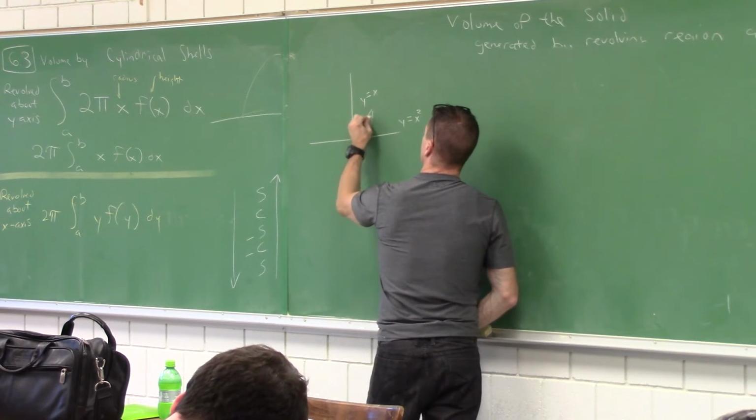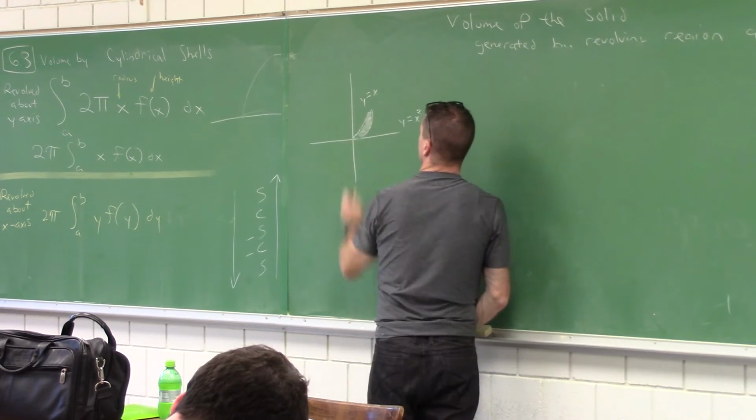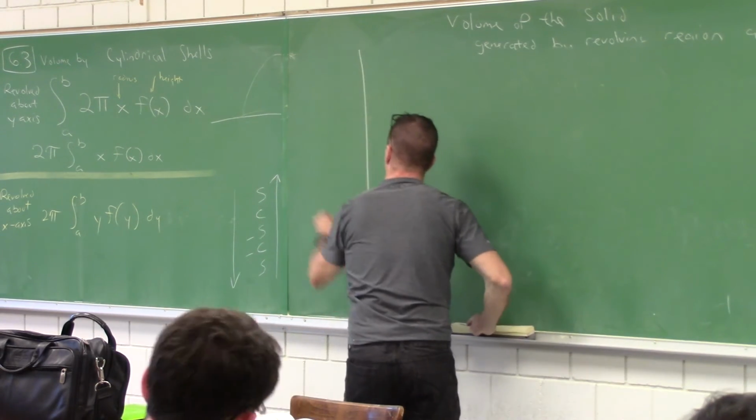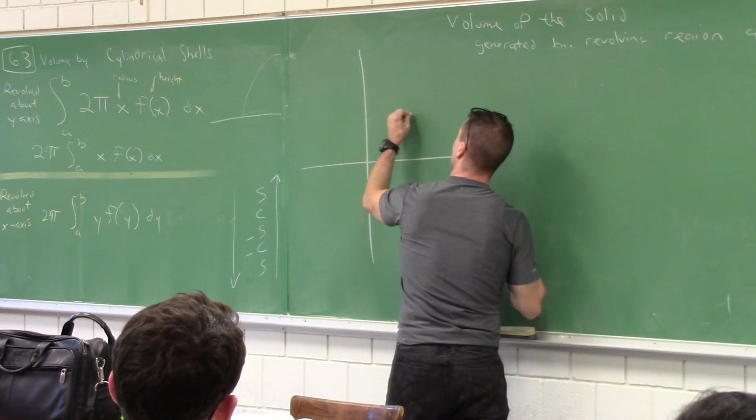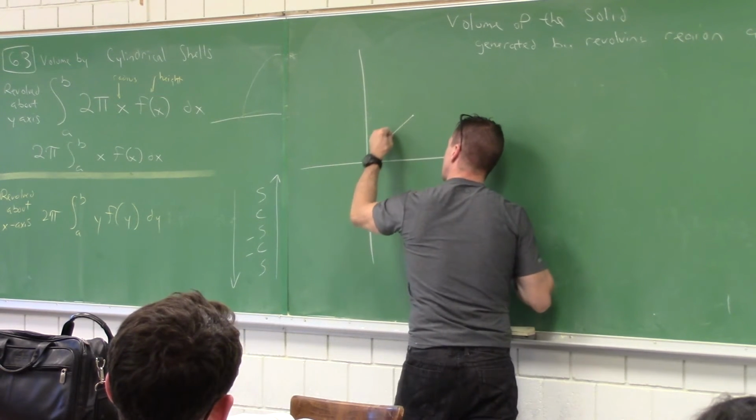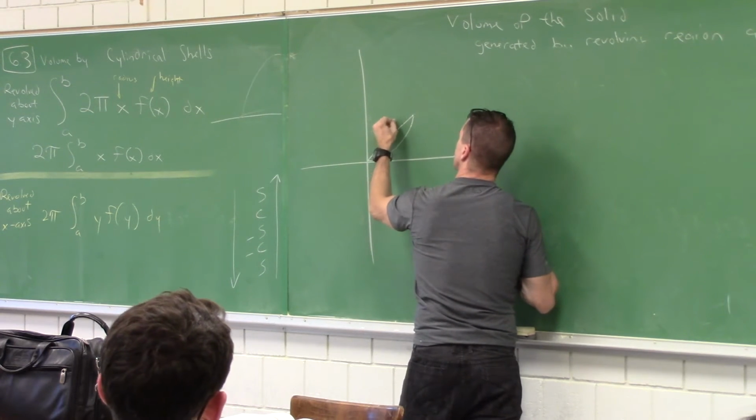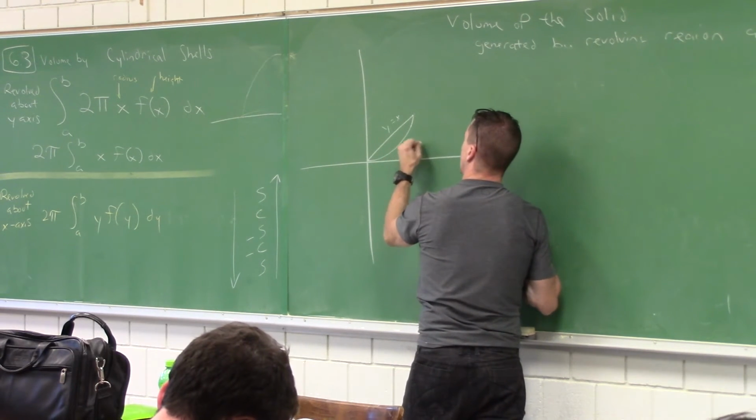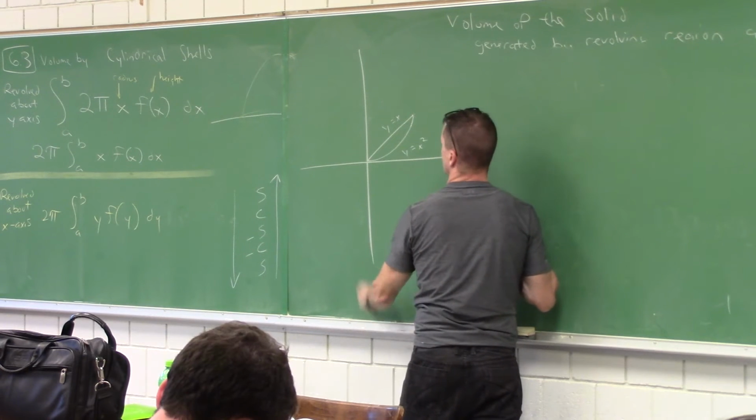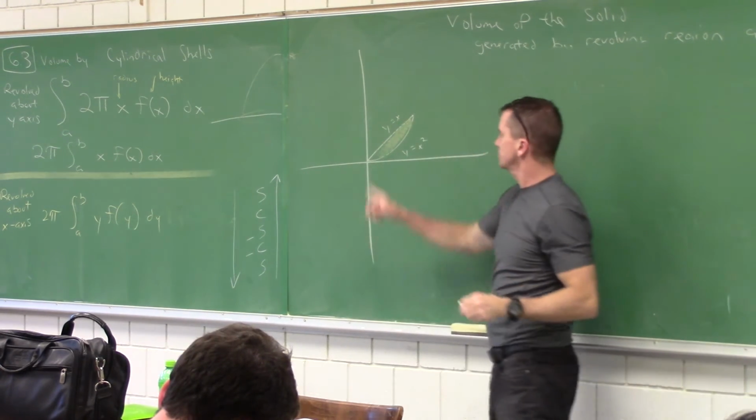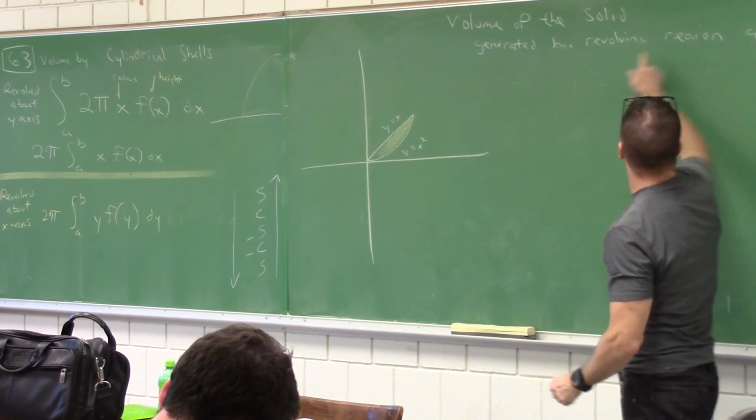I was just wondering, maybe I should draw it bigger, since we're going to make these shells. You're going to make it a little bit bigger throughout the year. y equals x, y equals x squared. And everyone, we're going to revolve this region, bounded by y equals x and y equals x squared, about the y-axis.